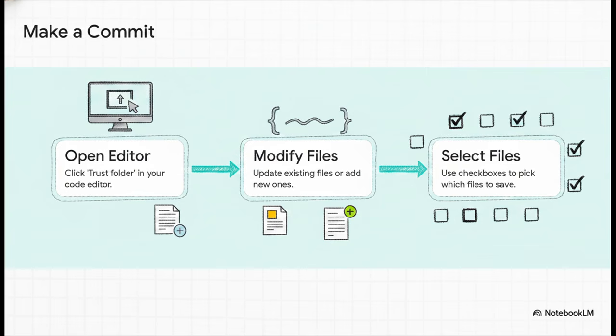From there, you're free to start tweaking your files. Let's say we update our README and maybe we create a brand new file called test.txt. When you swap back over to GitHub Desktop, you'll see it acting like this brilliant visual tracker.